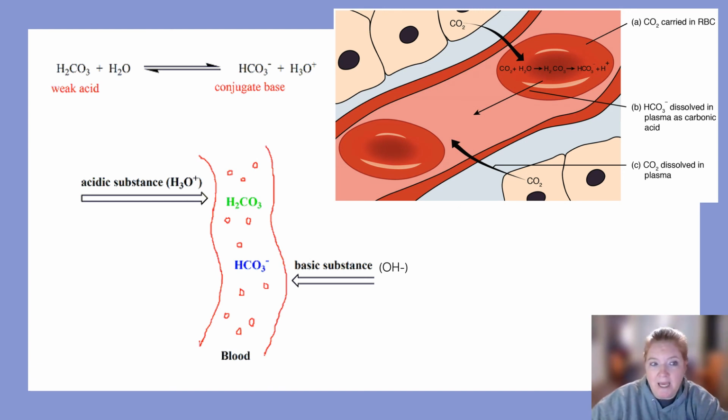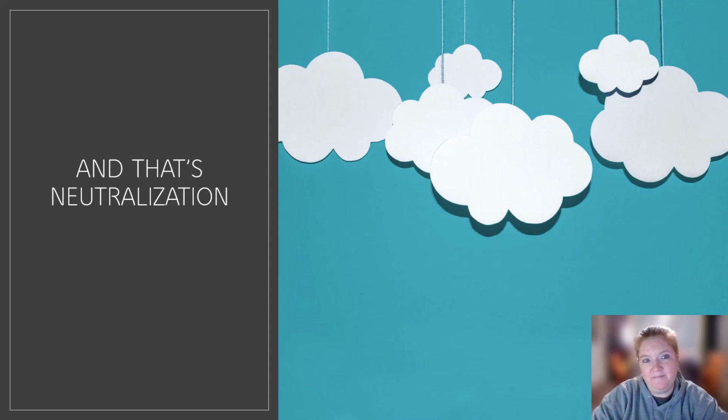Blood has conjugate acids and conjugate bases in solution, and they're just hanging out. Those bases are waiting to accept, and the acids are waiting to give away, and it helps to keep us alive. So blood is one of the most important buffers. And that is neutralization.